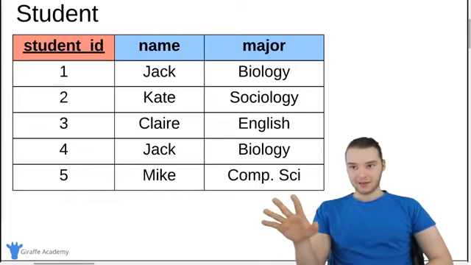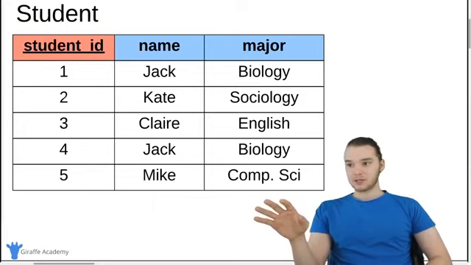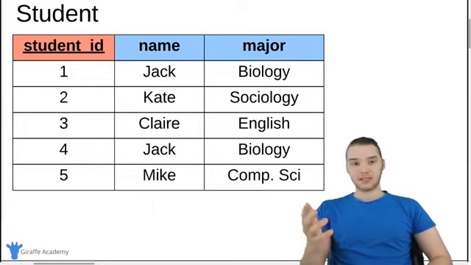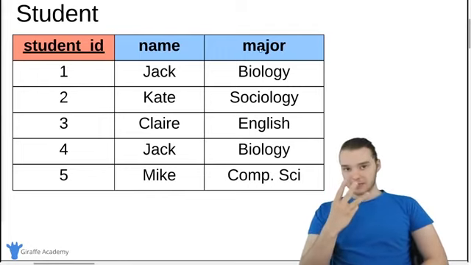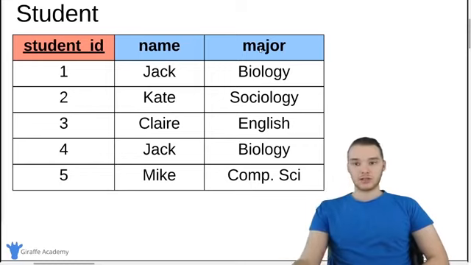Over here, I have an example of a table, and this is a student table. The student table defines specific information about a student. So up here we have the column names: the student ID, the name of the student, and then the major. So I'm storing 3 pieces of information about each student, right? They have their ID, their name, and their major.